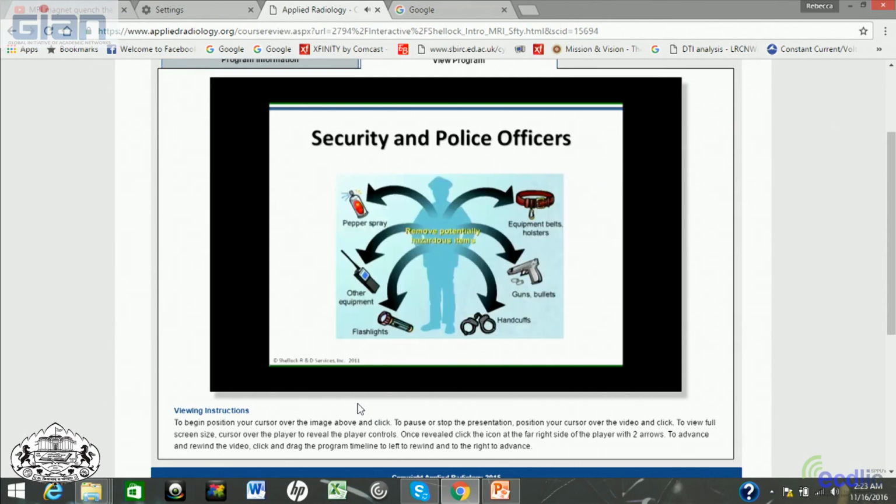Security and police officers must remember to remove their equipment belts, holsters, guns, bullets, handcuffs, flashlights, pepper spray, communication devices, and other similar objects before entering the scanner room.